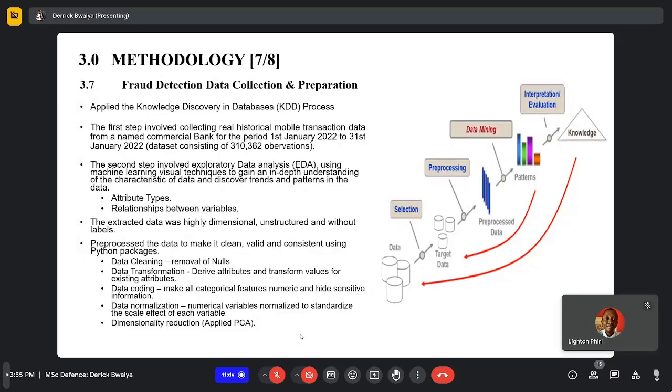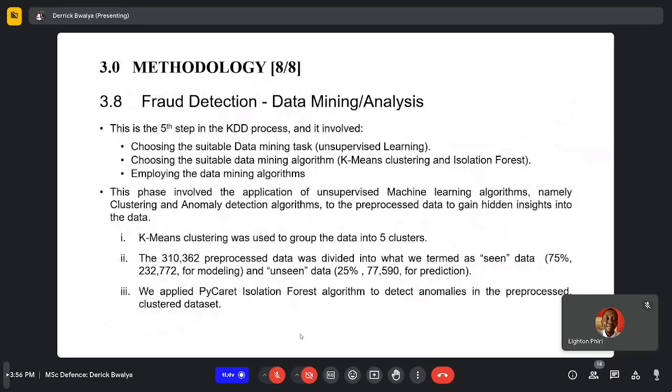The extracted data was highly dimensional, unstructured, and without labels. Therefore, we pre-processed the data to make it clean, valid, and consistent using Python packages. That pre-processing included data cleaning, data transformation, data coding, and data normalization, as well as applying principal component analysis for dimensionality reduction. Like I had mentioned, we applied the KDD process, where the fifth step is choosing the suitable data mining task, which is unsupervised learning. We also applied the k-means clustering and isolation forest algorithm.